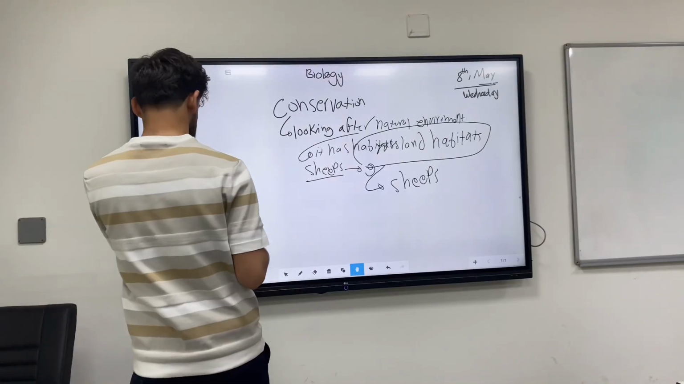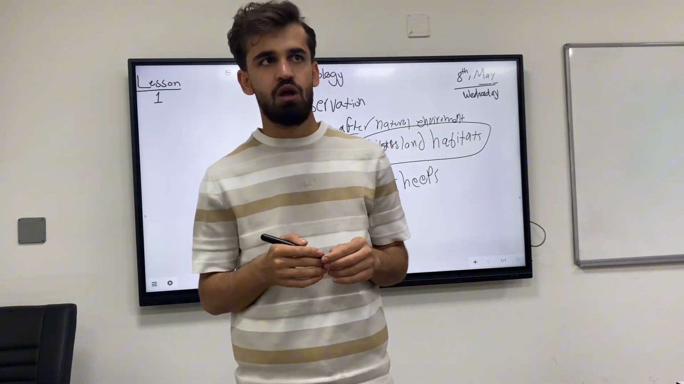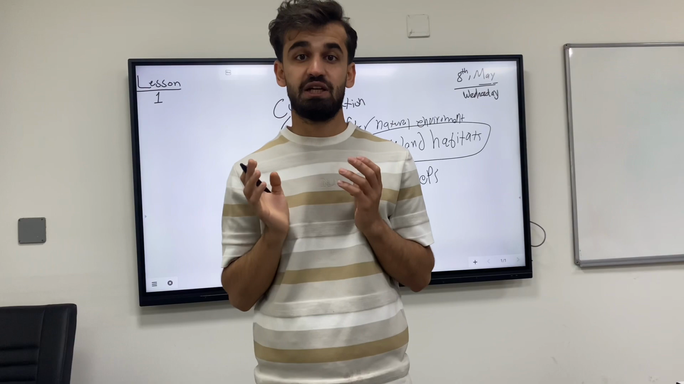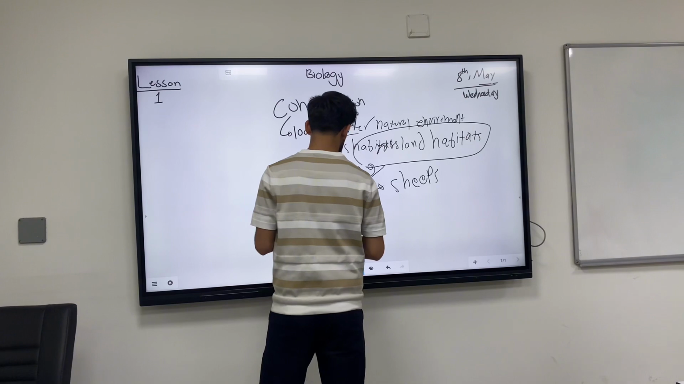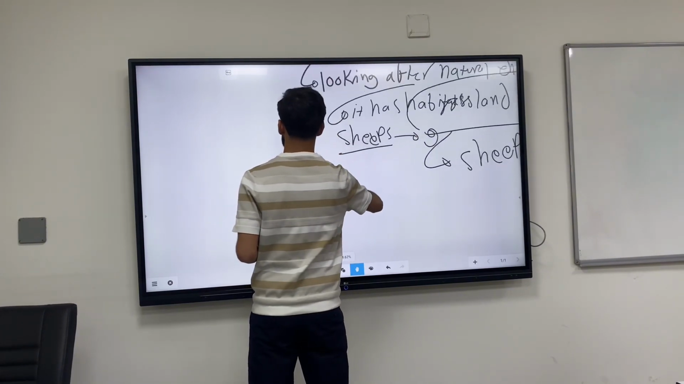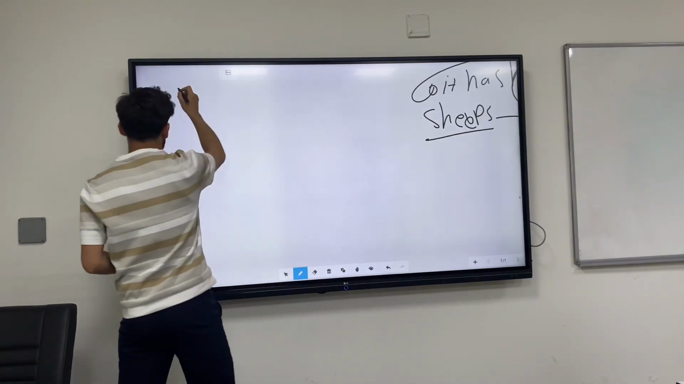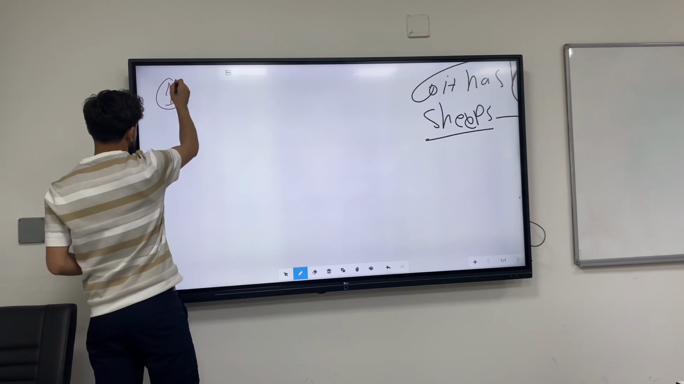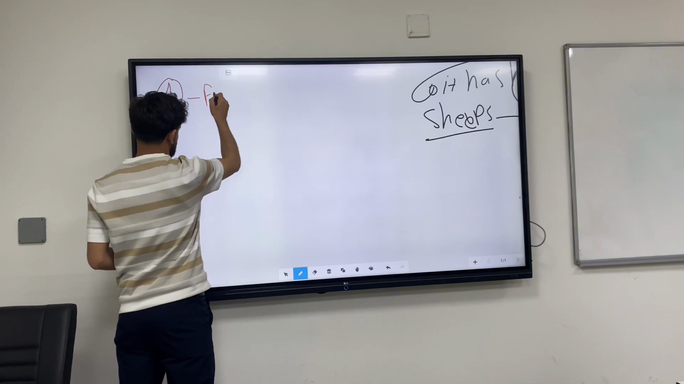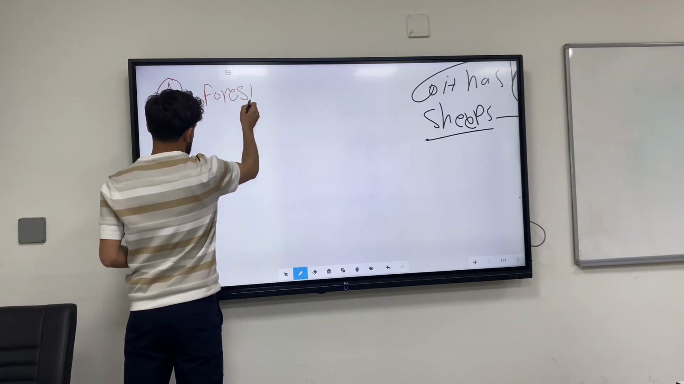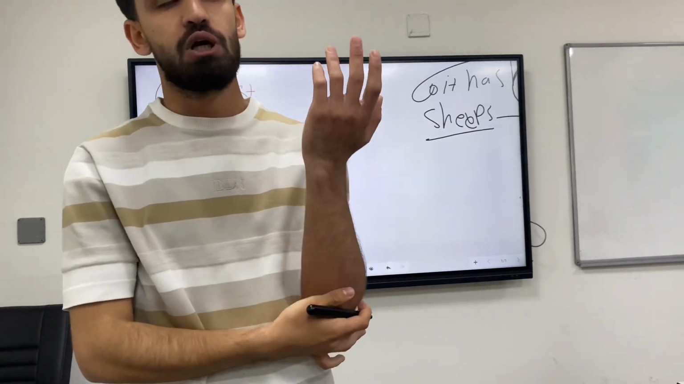Okay, so we have some important natural environments which are known for their biodiversity. We should care about them. So the first one is forests. So let's make some space here in order to write it. We said that the most important environment is the forest. Why are forests important? Why should we care about them? Why should we look after them?